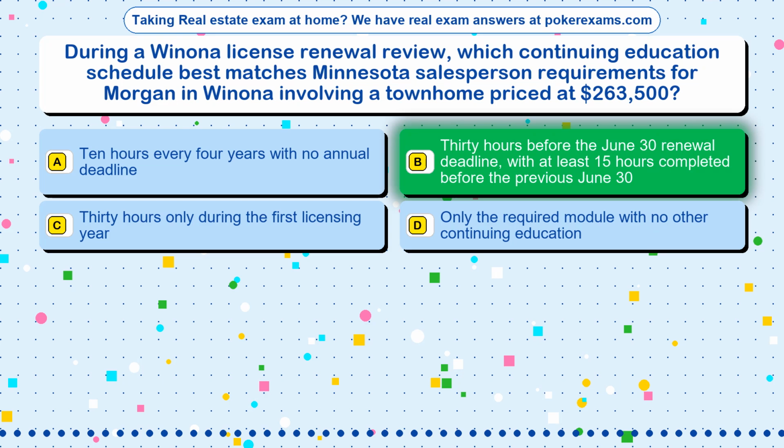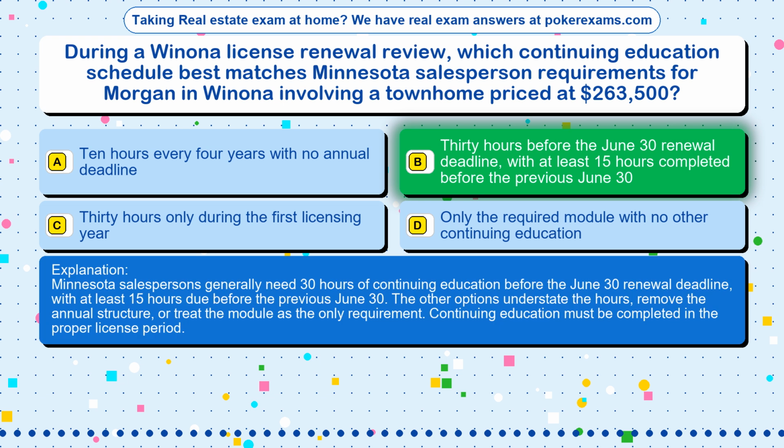The correct answer is option B, 30 hours before the June 30th renewal deadline, with at least 15 hours completed before the previous June 30th. Minnesota salespersons generally need 30 hours of continuing education before the June 30th renewal deadline, with at least 15 hours due before the previous June 30th. The other options understate the hours, remove the annual structure, or treat the module as the only requirement. Continuing education must be completed in the proper license period.